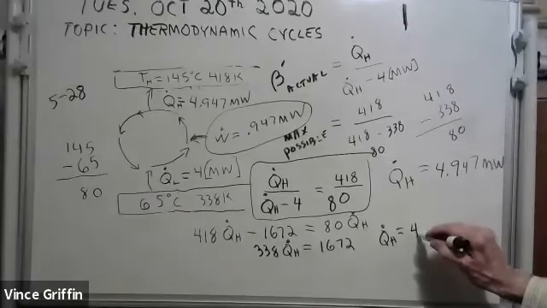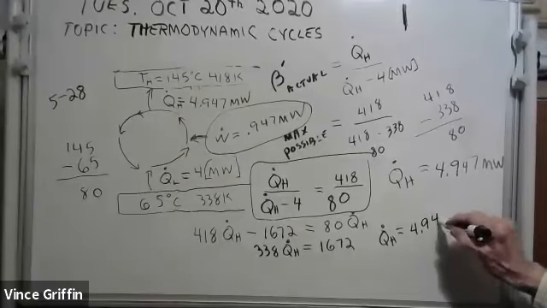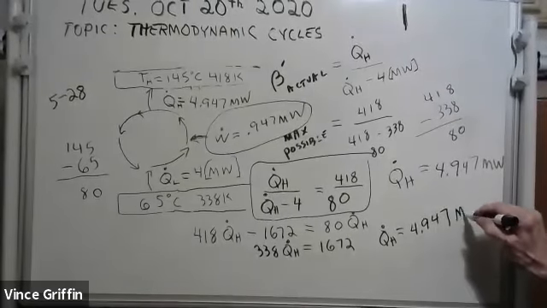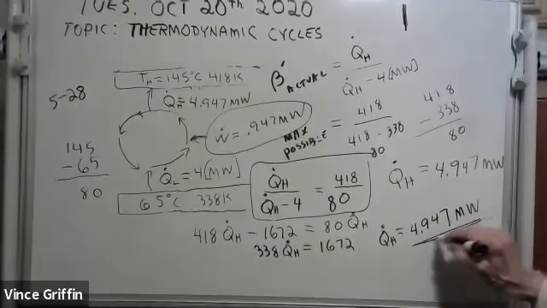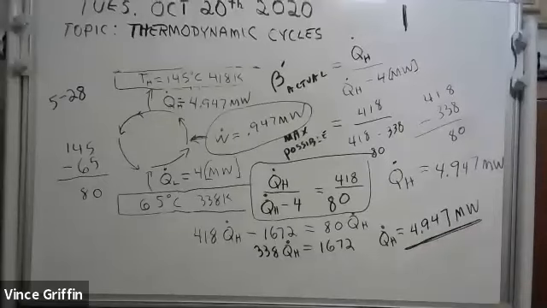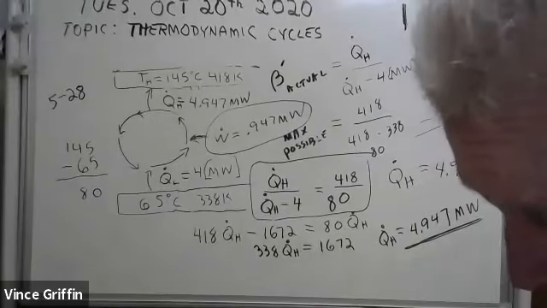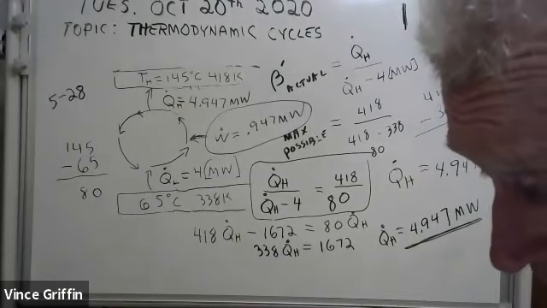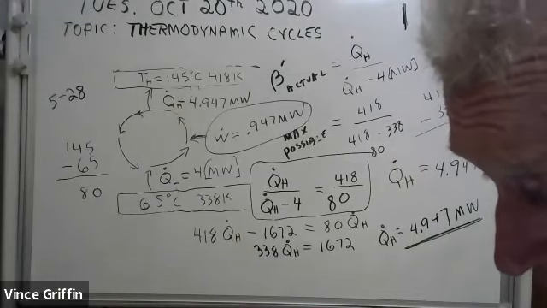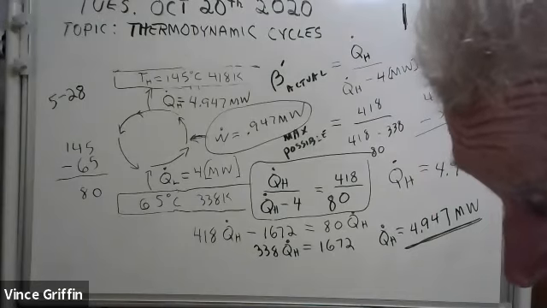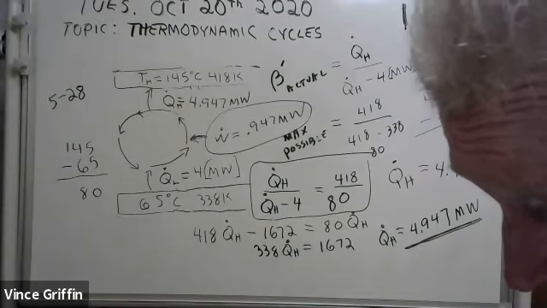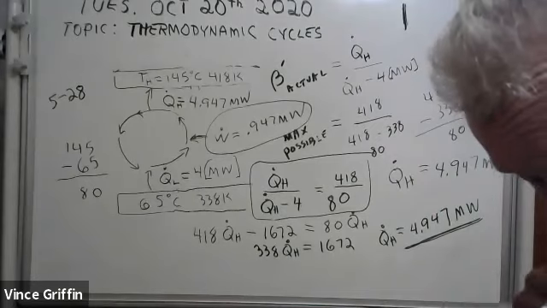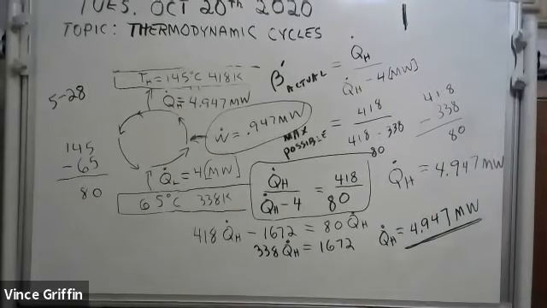And I'm getting 4.947 megawatts. Now, if you didn't get that answer, you're doing something wrong. And you know, a good time for finding out what it is you're doing wrong would be now, not later when you get to OSU or wherever you're going. I think you should find out whatever you're doing now.